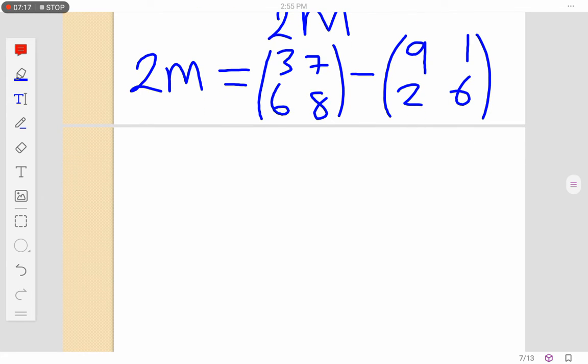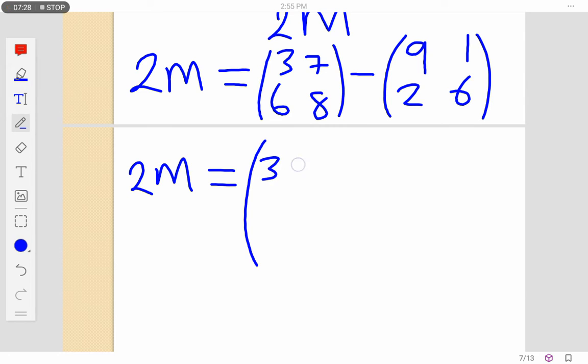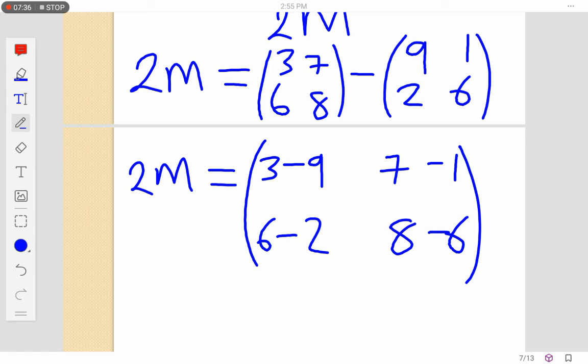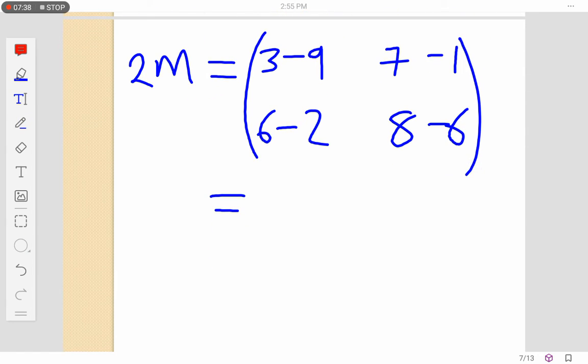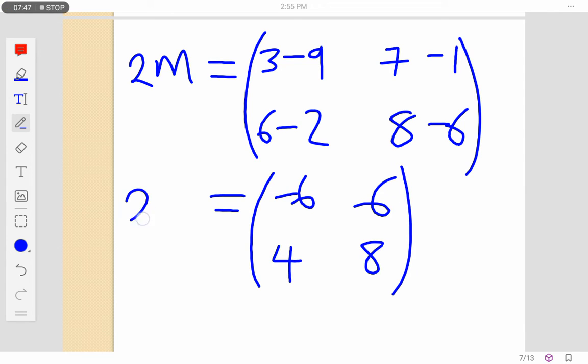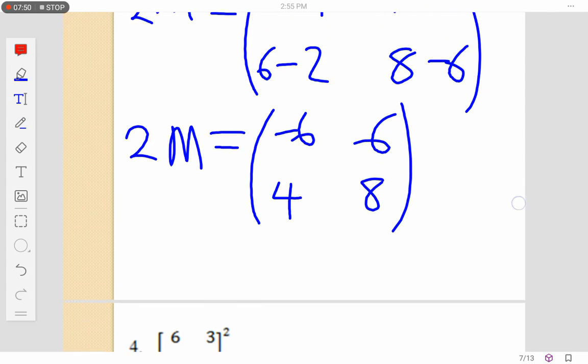Now with that, we can simply subtract using corresponding elements. So I'll have 2M is equal to 3 minus 9, 7 minus 1, 6 minus 2, 8 minus 6, like this. Okay, so the final thing that I'll get is minus 6, 6, 4, 8. So 2M is equal to that, but the question is asking us for M.